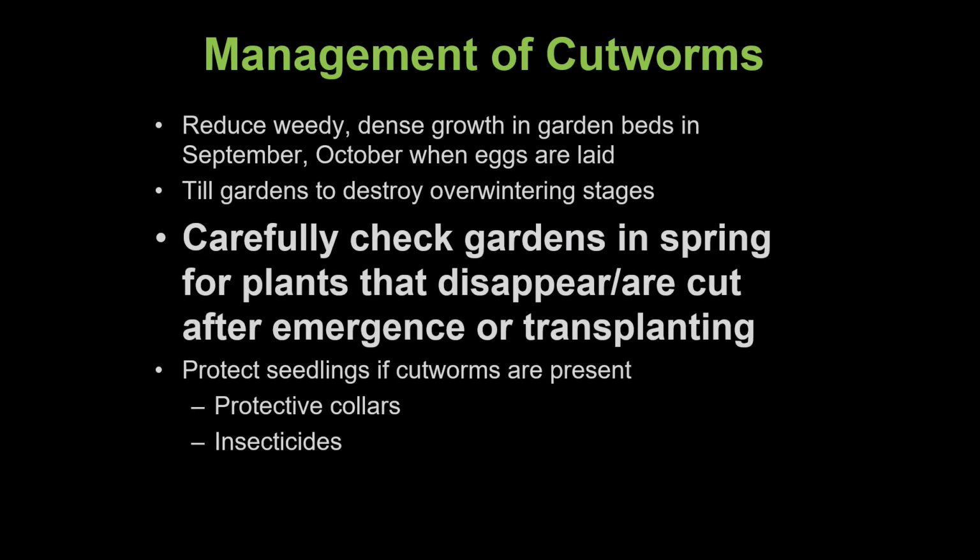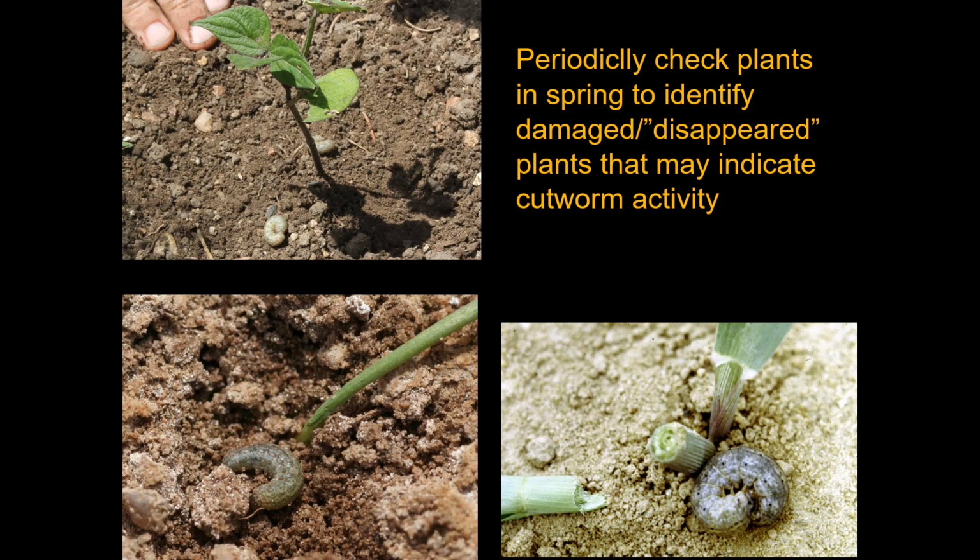And carefully check plants. These are unpredictable. You could have a big problem one year and nothing the next, and vice versa. So regular checking of plants is important, and you're checking for plants that show a little bit of chewing, or a plant that fell over because it got chewed on at the base, or disappeared. And then look around and see if that's the issue. And then there are steps you can take.